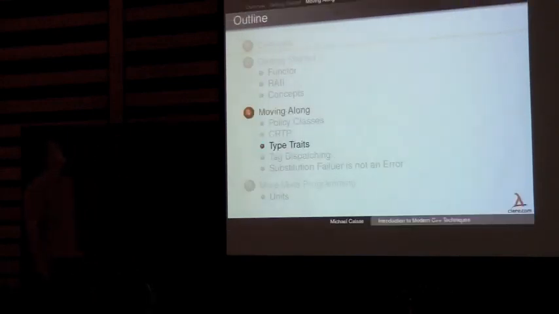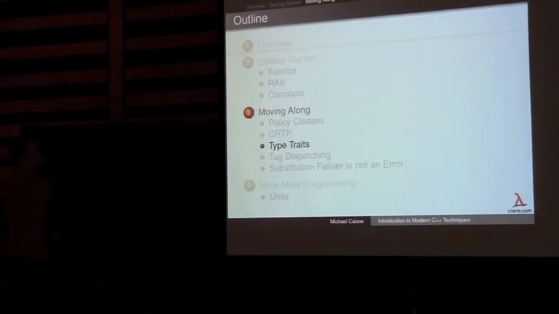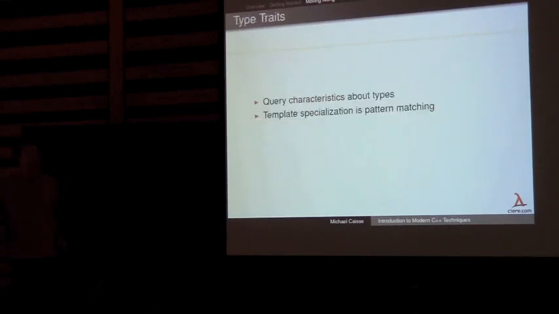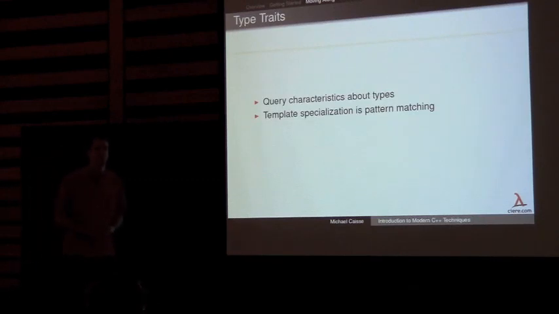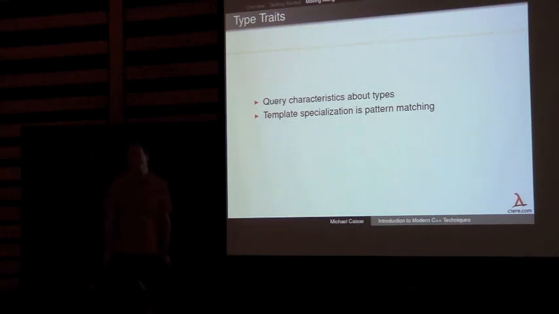All right, let's move on to type traits. Type traits allow us to query characteristics about a type. Often, it's important that we know something about that type. And it just so happens that template specialization is nothing more than pattern matching. If you were in Bartos's talk, somehow I'm supposed to put a Haskell slide up here next, I think, and show how easy it is. But I'll skip that, because I don't even know Haskell.